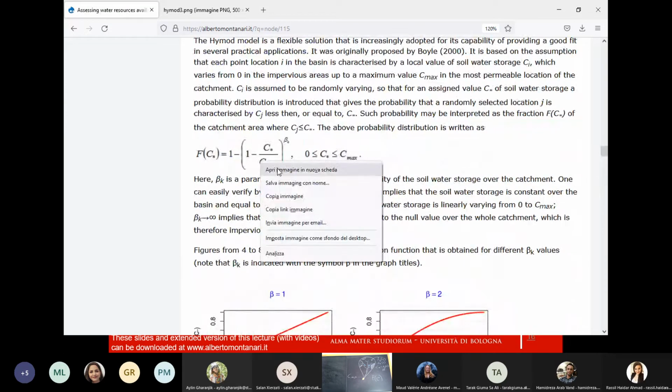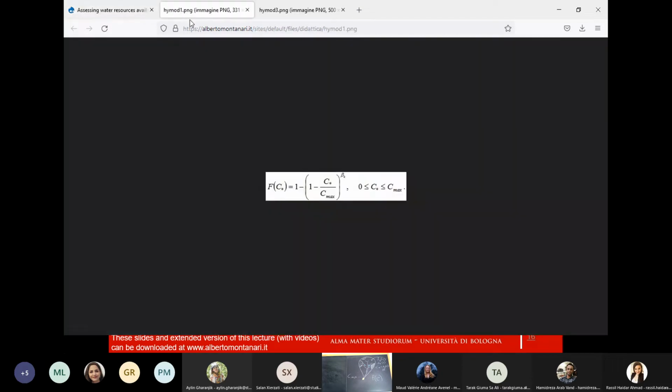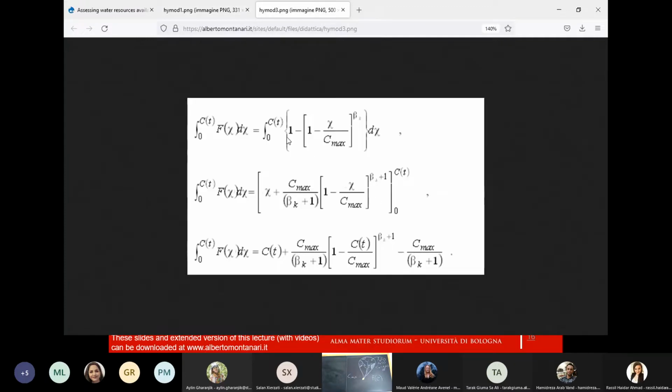So I have to just plug, instead of f, this relationship here. But of course, here I have C star, and when I plug it into the integral, I need to substitute C star with the variable of integration. This is the only difference. But if you look here, it is 1 minus C divided by C max, elevated to the power of beta k, in dC. Just a substitution. I put it there. And this integral, fortunately, is easy to resolve.